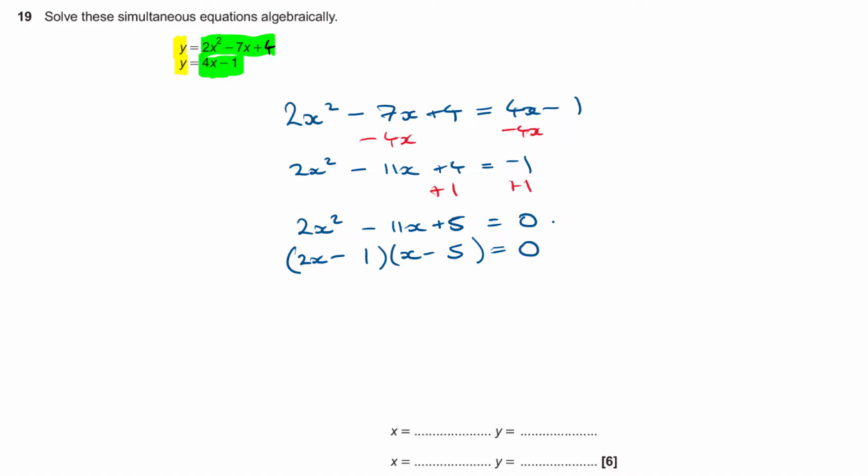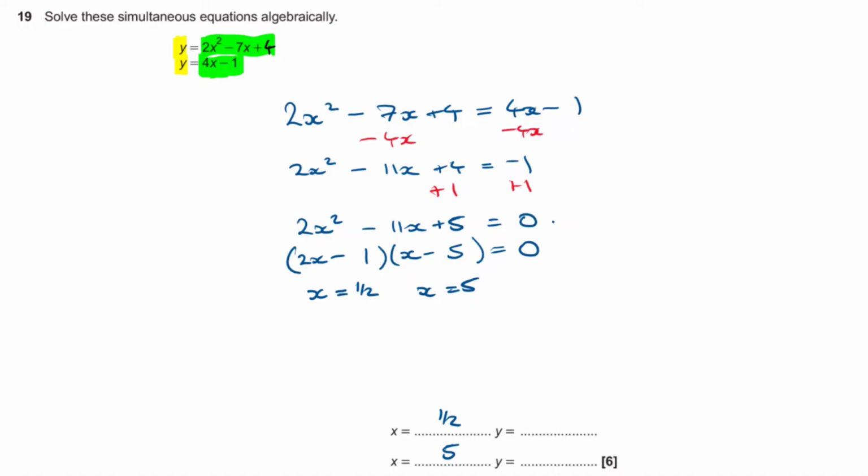So if (2x - 1)(x - 5) is equal to 0, then that means that x has to be a half, or x is 5. Okay, so they're my two values of x, a half and 5. Don't forget though, we need to find the values of y too. So it's easier to take the simpler of the two original equations I was given. So let's take y equals 4x minus 1.